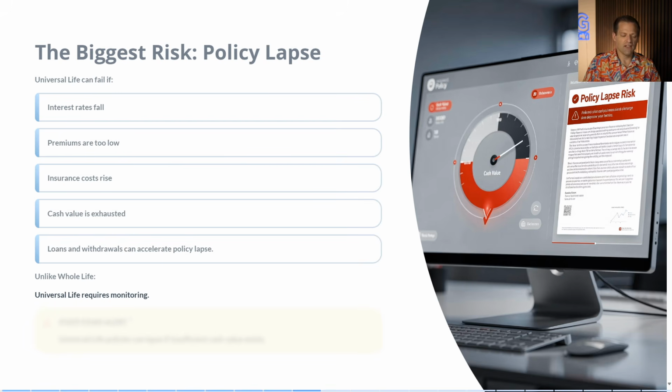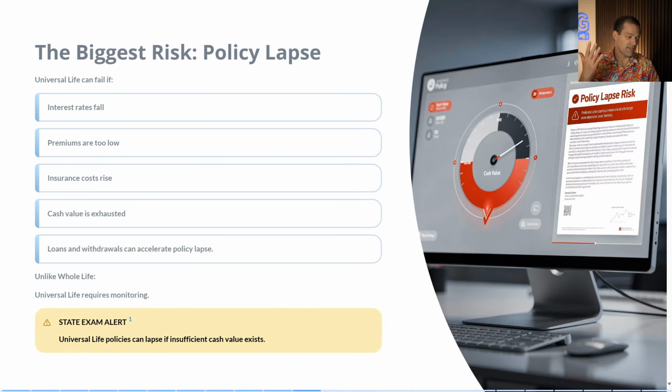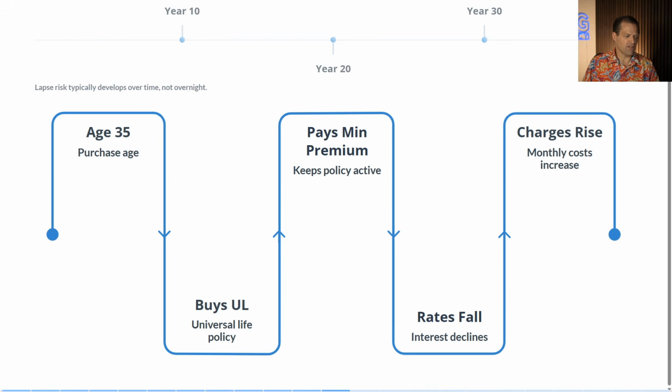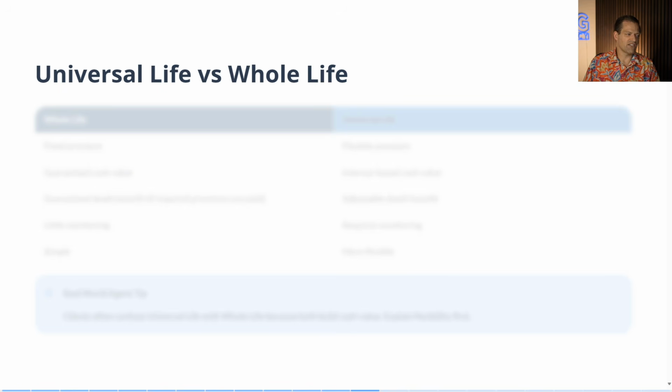This is my opinion here. But there are also advantages with whole life because of these issues that may happen later on that we see out in the market. Universal life policies can lapse if insufficient cash value exists. So again, an example of a lapse: year 10, year 20, year 30, you buy it at 35, you pay the minimum amount, interest rates fall, and then monthly costs increase, and that ultimately drives to not being able to afford it anymore with no more cash value.